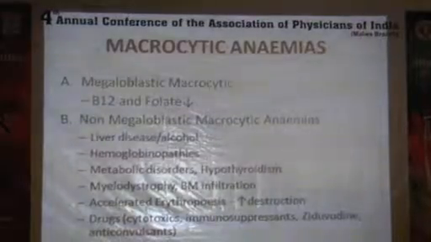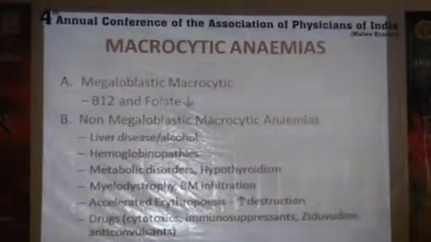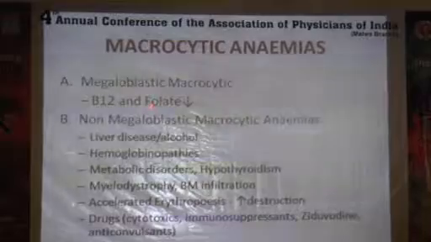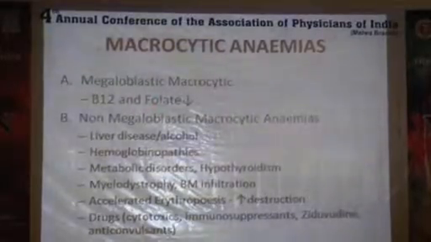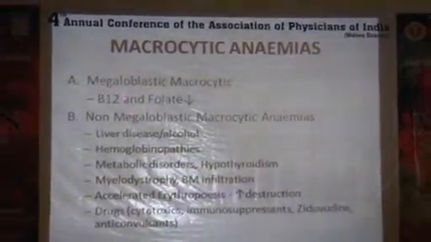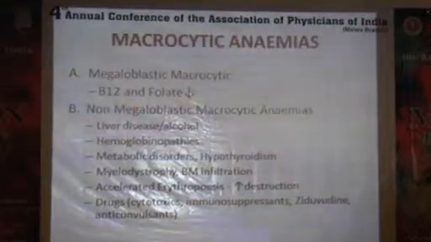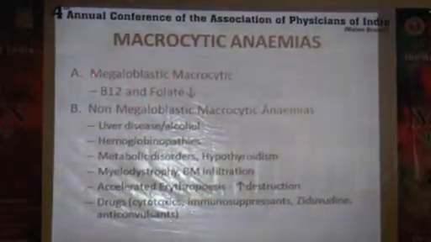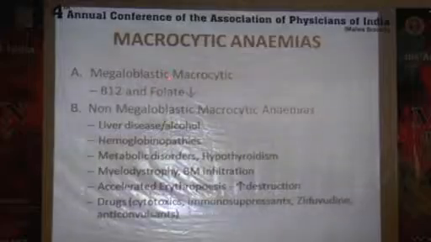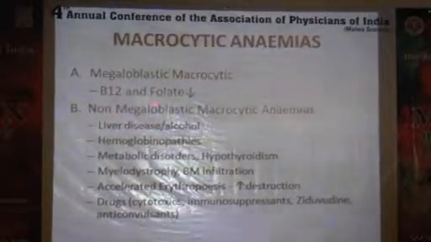Macrocytic anemia, megaloblastic and non-megaloblastic. Why I have mentioned this? Because these two are absolutely different groups. Megaloblastic means the bone marrow shows megaloblasts. Here there are no megaloblasts.